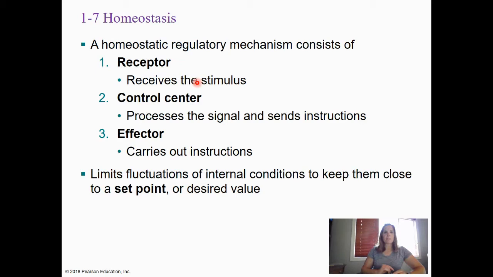And the control center is ultimately usually the brain, most always, and that processes the signal and then sends instructions to the effector. So the effector is going to be either a muscle or a gland, and the effector is going to carry out those instructions. So it might be moving my hand or something like that. By having this mechanism, there's less fluctuation and the conditions are kept close to a set point.